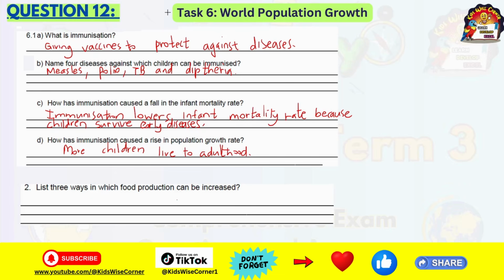So I'll list 3 ways in which food products can be increased: through irrigation methods, through use of fertilizers, and through mechanized farming methods.